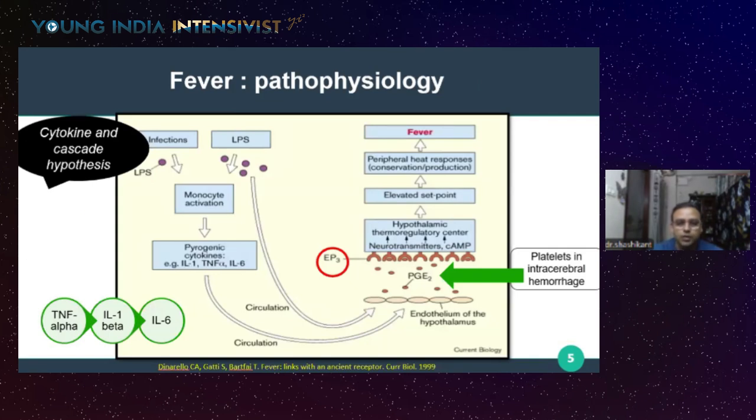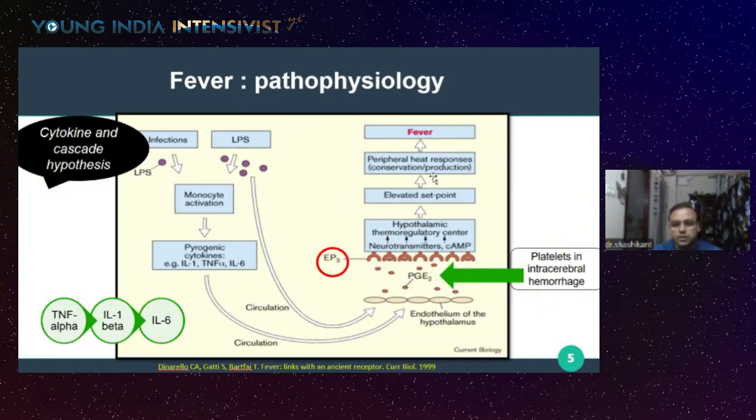So let us overview the pathophysiology of fever. This is based on the cytokine and cascade hypothesis. As we have said, the thermoregulatory center is the hypothalamus, and the set point there is important in sensing the temperature change. If the set point is elevated or brought down, then the various autonomic or behavioral responses that we have talked about previously follow.